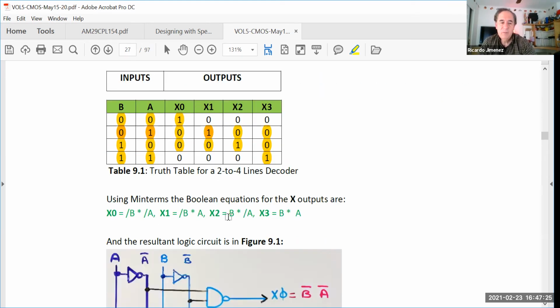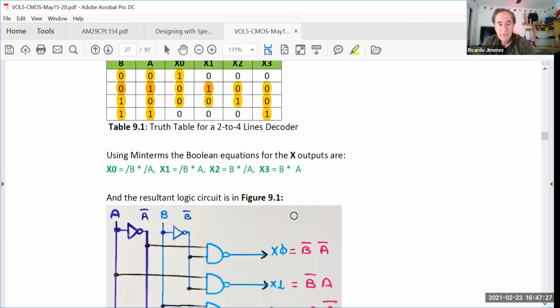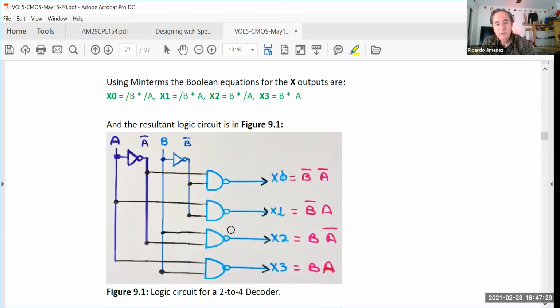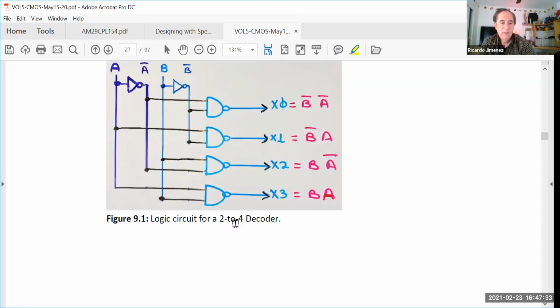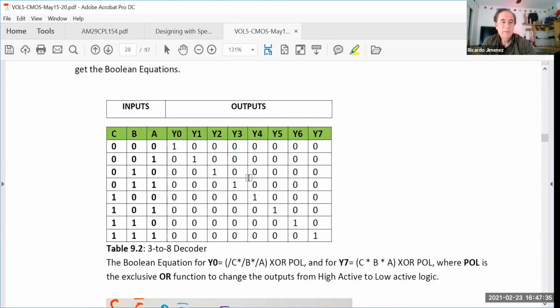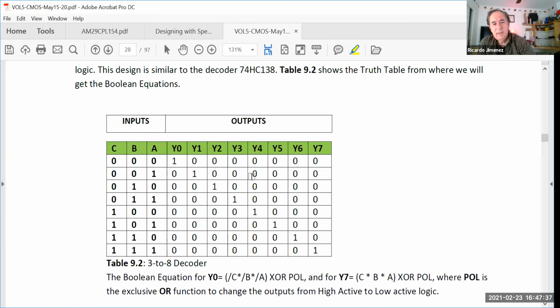These are the 4 equations. This is the circuit from those equations. It can be done with a PLD. A PLD can perform it.